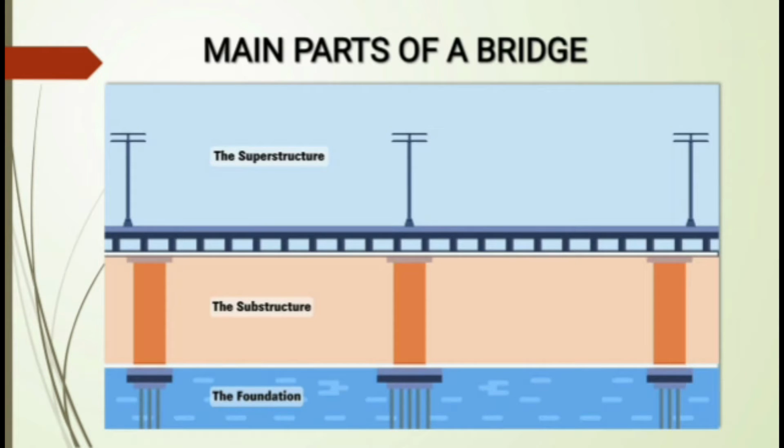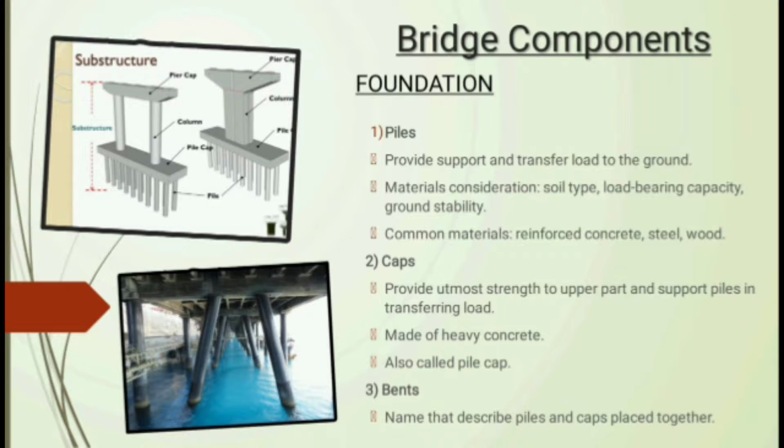Basically, there are three divided parts or three divided layers of a bridge. The lowest layer is the foundation, the second layer is substructure, and the third layer is superstructure. So, for my part, I will talk about the foundation layer, which involves two structures, piles and caps.